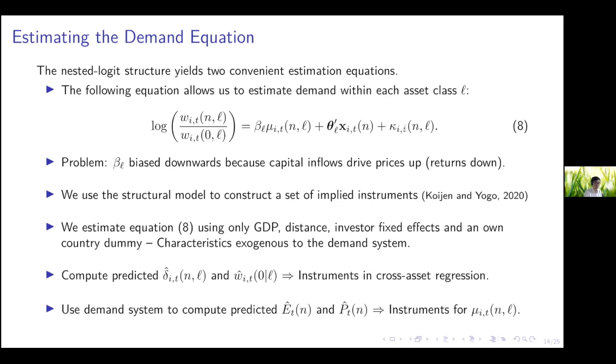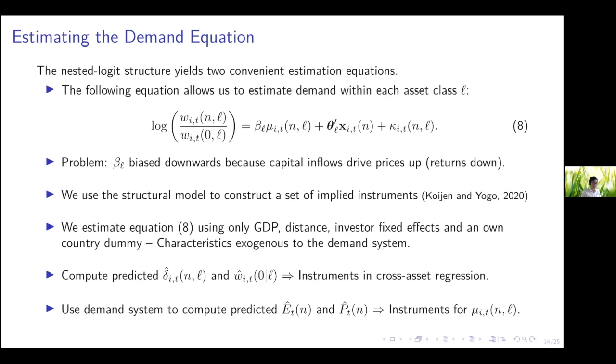This latent demand term, you can already see, is going to pop out as basically the residual of a regression. Now, looking at this regression equation, you can already identify an econometric problem. Essentially, this beta is going to be biased downwards. Why? As I keep mentioning, capital inflows drive prices up, and expected returns go down. So you're likely to see a negative relationship between expected returns and the weight that investors put into an asset, and that's not great.